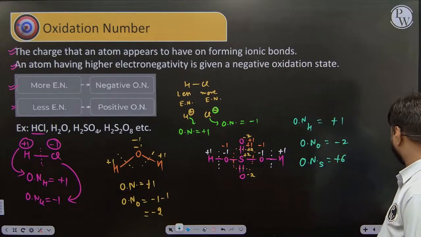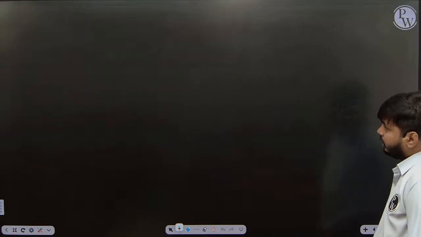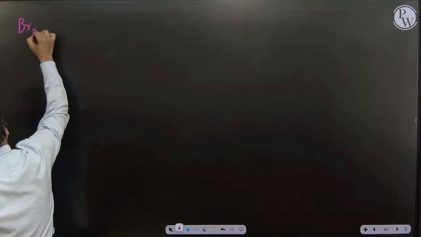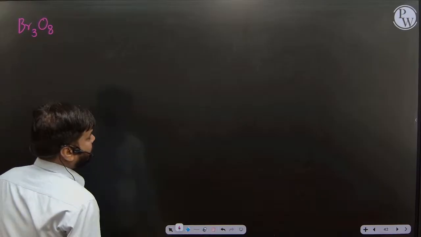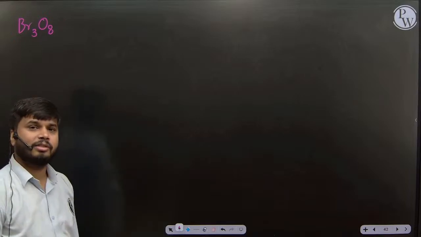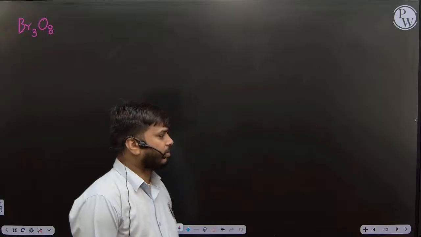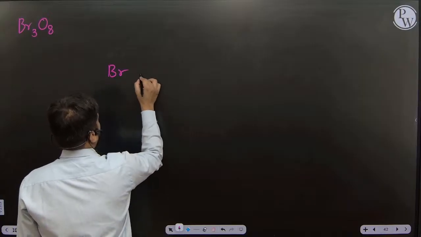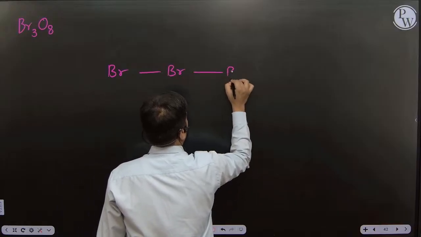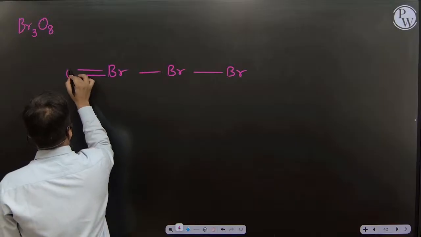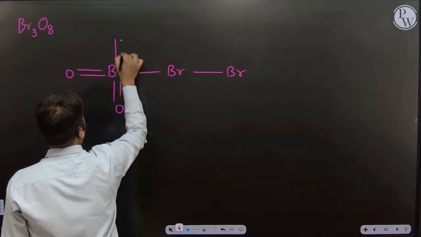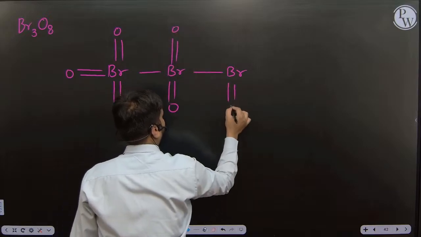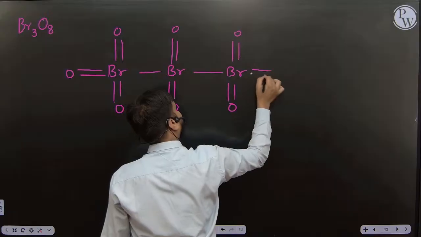Okay. Let's talk about one very good example. Let me tell you one more good example, that is Br3O8. In this we have to find the oxidation number of each bromine. For that we have to draw the structure. So let's draw the structure. Br single bond, Br single bond, Br. Then double bond oxygen, double bond oxygen, double bond oxygen, and so on.